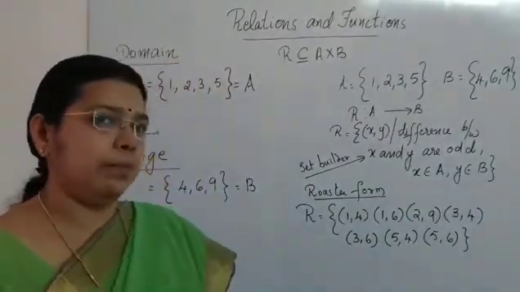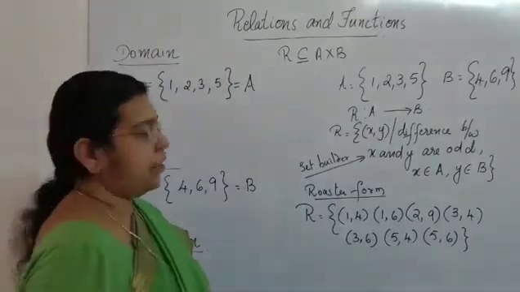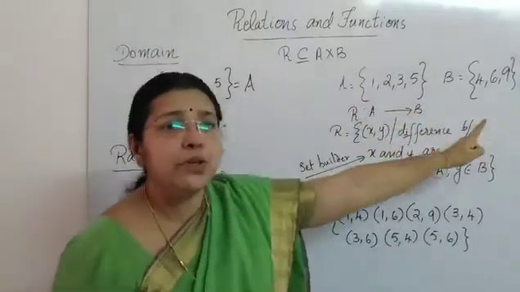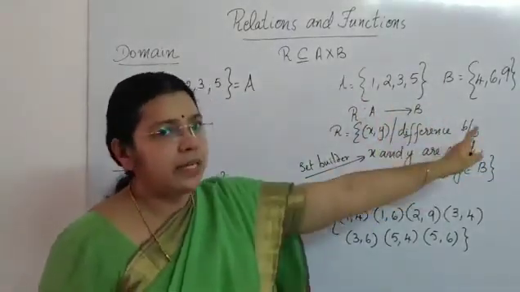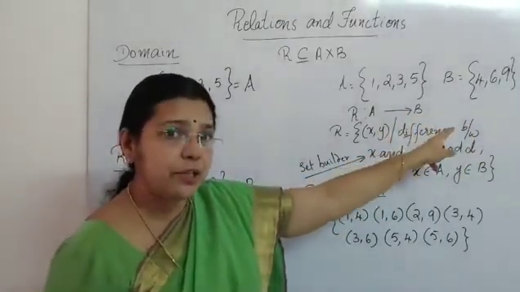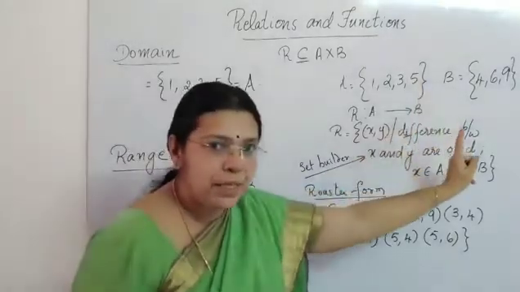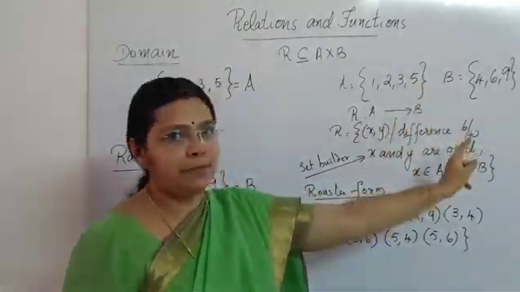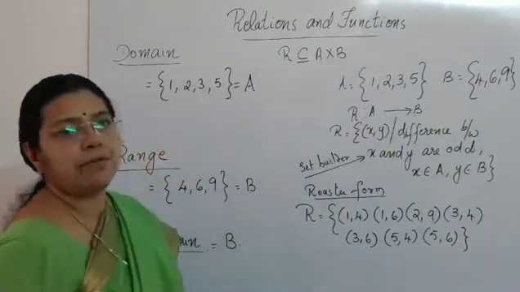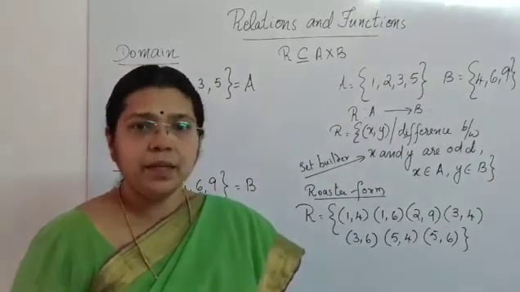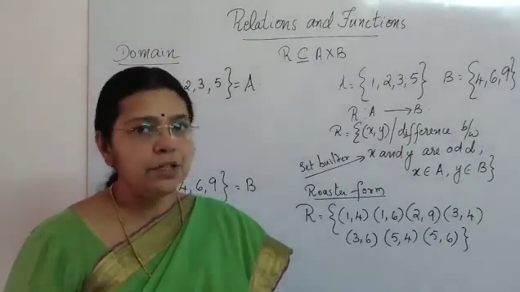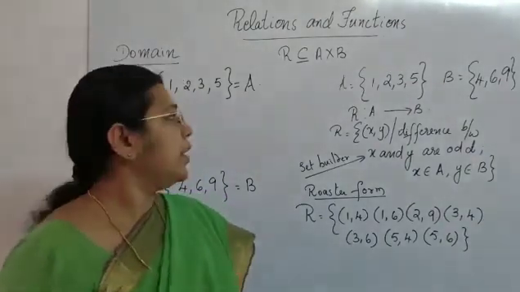Now, coming to codomain. What is the codomain of this relation? Now remember children, the relation has been established from set A to set B. To which set is it defined? To which set is the relation defined? Which is set B. So set B, that is the set to which it is defined. That set is called the codomain of the relation. I hope you understood this, the concept of domain, codomain, range. Okay. You can have a quick look into this.